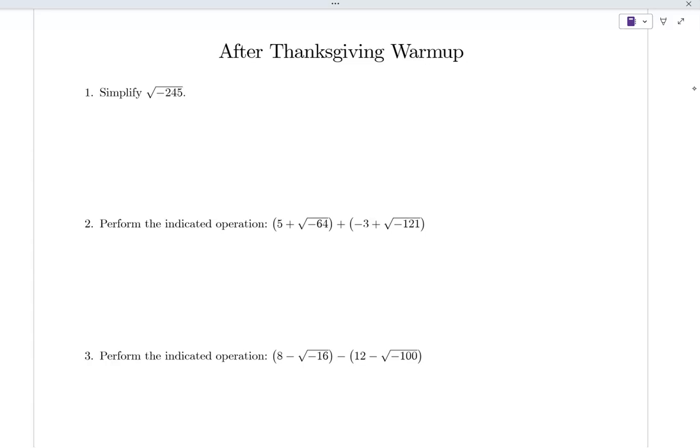So remember when we're doing radicals, and I want to simplify radicals where we have a negative under the radical to start. What do we want to take care of first? Make it an i, right? So take care of the negative under the radical first, make it an i. So make this i times square root of 245.